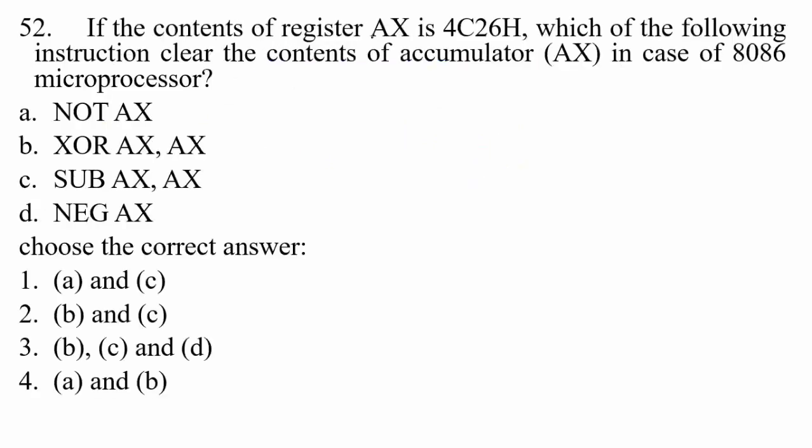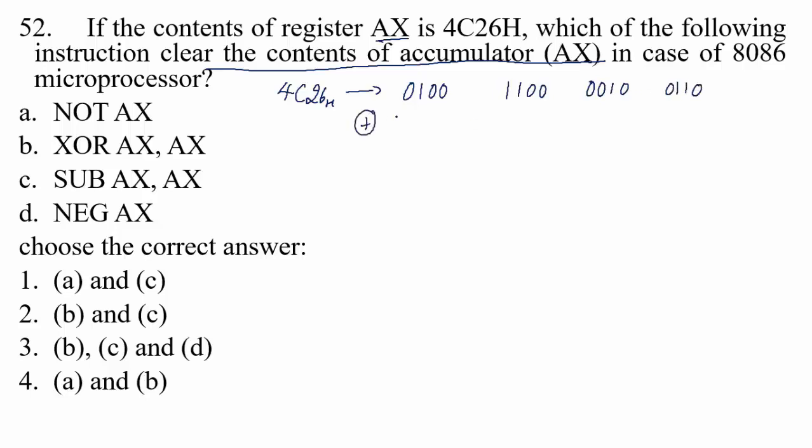52nd question: if the contents of accumulator AX is 4C26H, which of the following instructions will clear the contents of the accumulator in the case of the 8086 microprocessor? NOT AX will be operating only on bits. But if I am talking about XOR AX, AX, how can I write 4C26H in binary? What is 4? It is 0100. What is C? 1100. What is 2? 0010. 6, how can I write? It is 0110. So they are performing XOR with the same data.